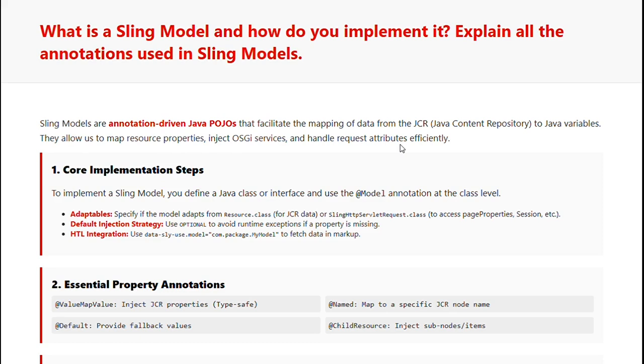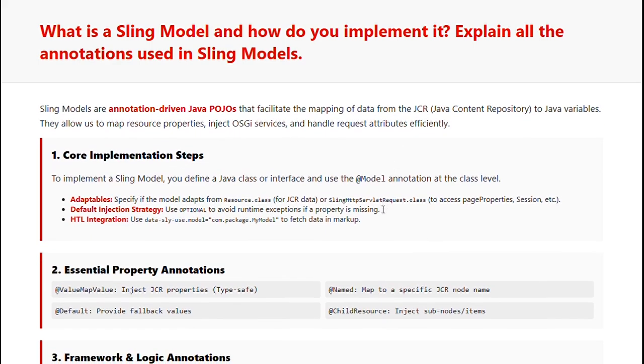The @Model annotation is to be declared on top of the class so that we can transform the POJO class into a Sling model. This @Model annotation marks the class as Sling model and must be present on the class. This annotation can have different attributes. The main attribute is adaptables.